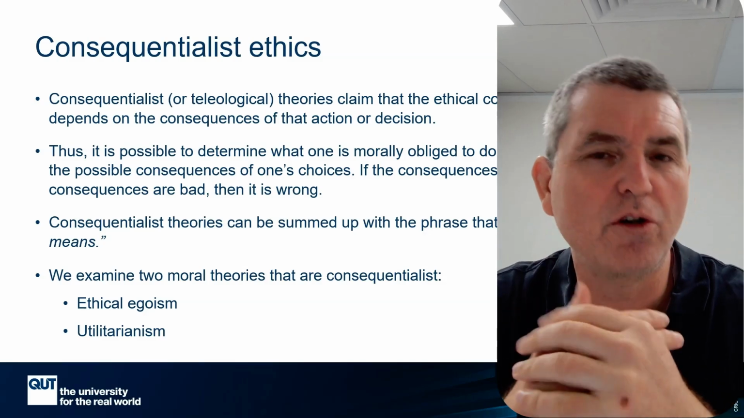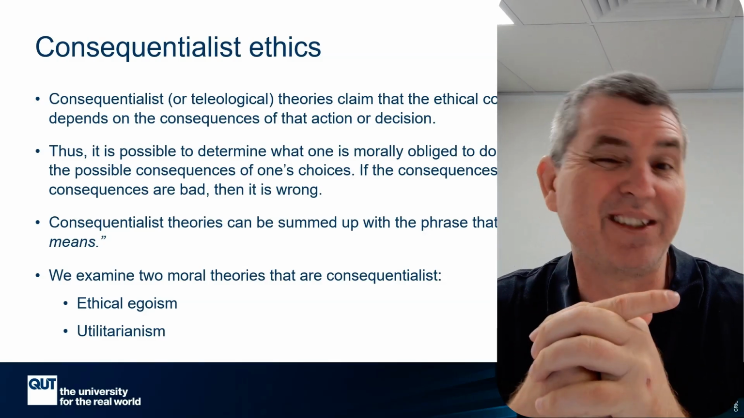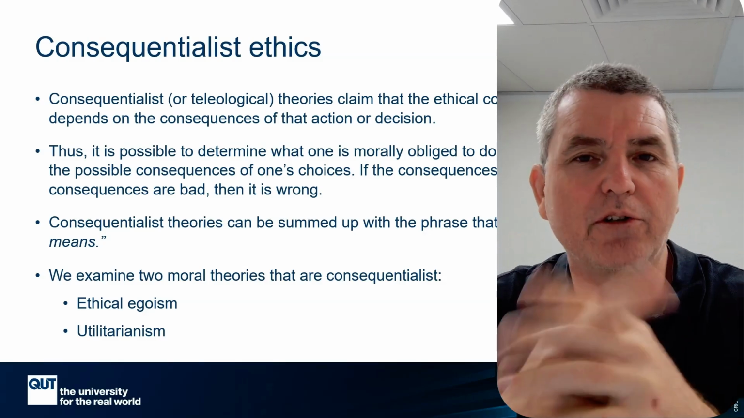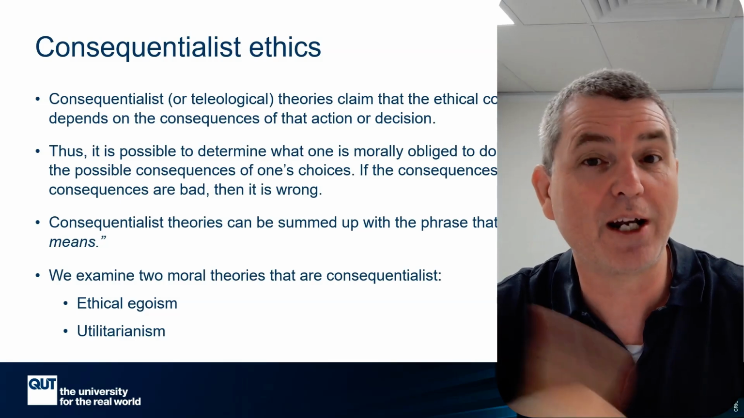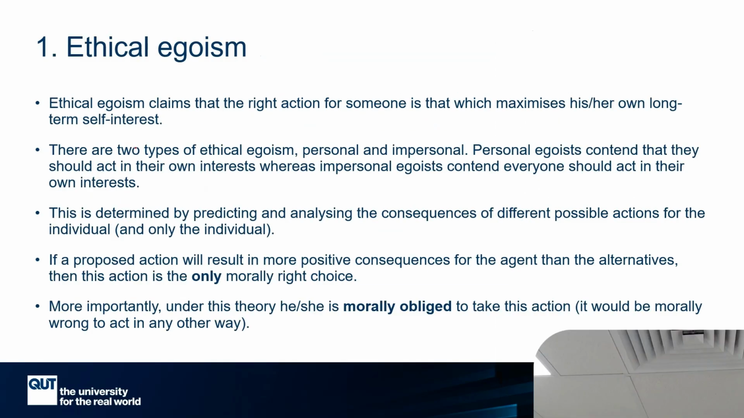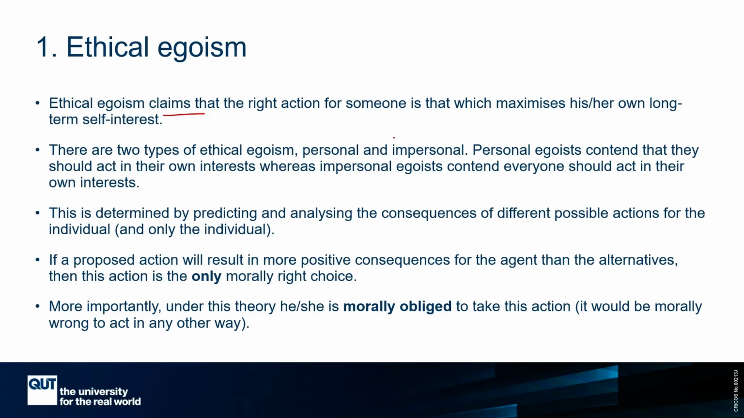We're going to deal with two. The first one, ethical egoism, is questionable as to whether it's even an ethical approach. I'll get to that. And the second is the classic utilitarianism. So why don't we begin with ethical egoism? So the main claim of ethical egoism is that the moral action is the one that maximises your long-run self-interest. It's really important. Long-run self-interest.